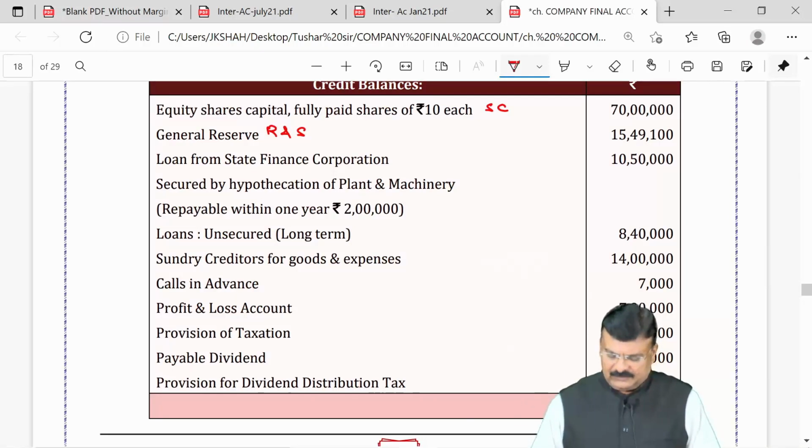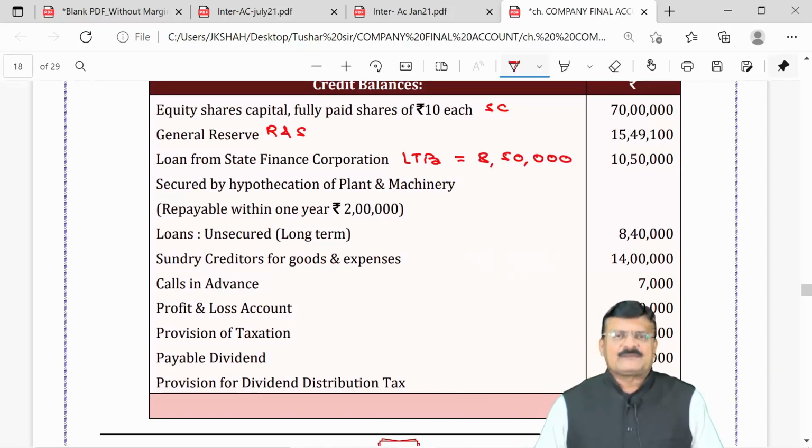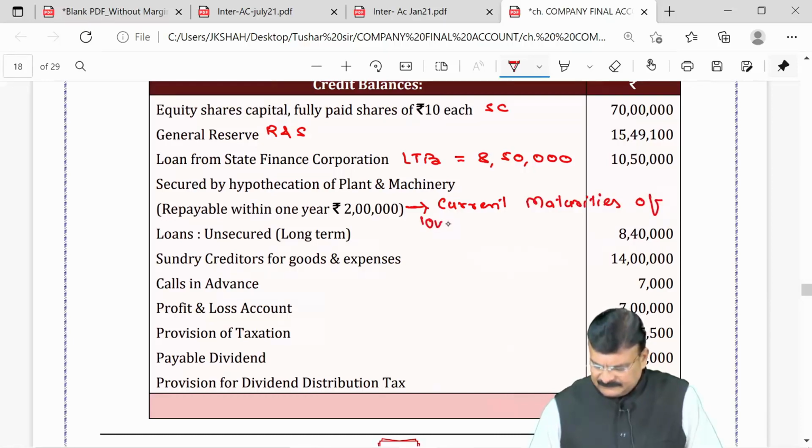Loan from State Finance Corporation secured by hypothecation of plant and machinery is long-term borrowing. Repayable within 1 year is 2 lakh. So out of total 10 lakh 50,000, long-term borrowing will be 8 lakh 50,000. And this 2 lakh repayable within 1 year is current maturities of long-term borrowing.